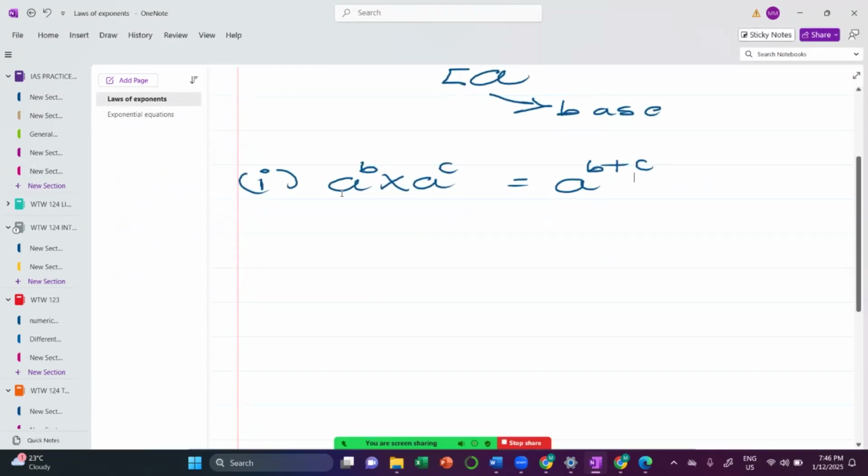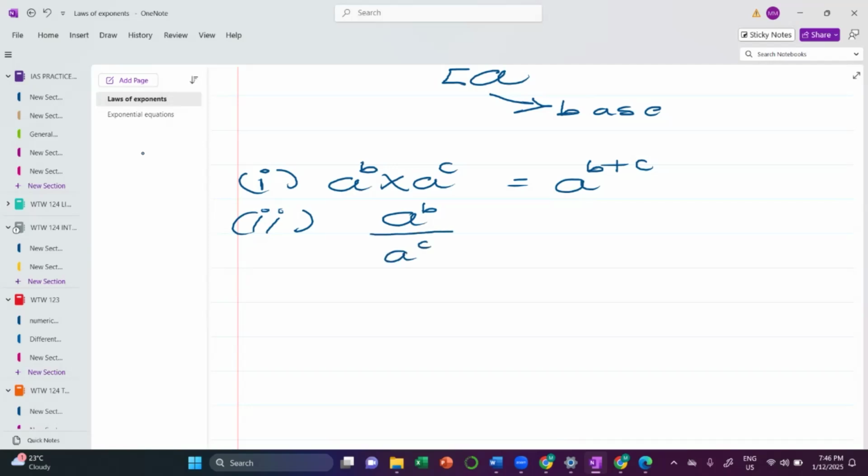Now we just spoke of multiplying. What about when we divide? Let's get to the concept of division. Say we have a to the exponent of b divided by a to the exponent of c. You know that division is the opposite of multiplication. So instead of adding, you are just going to subtract. So it's going to be a to the exponent of b minus c, right?